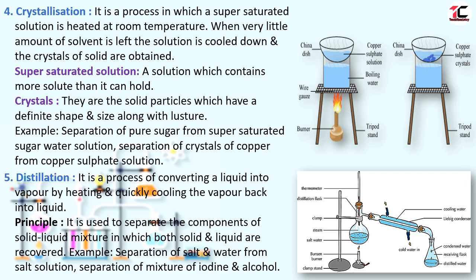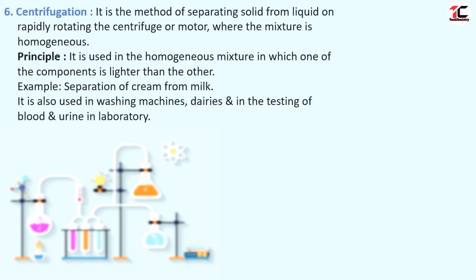Now when the mixture is heated, the water will evaporate. After evaporation, the vapor will pass through the condenser. When the vapor passes through the condenser, it cools down and we get the liquid again, and salt is left here. So we separate the salt from the salt water solution by the method of distillation. We can also get the distilled water by this method. Let us move to the next method.